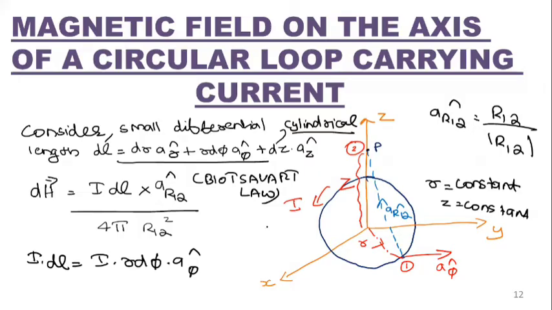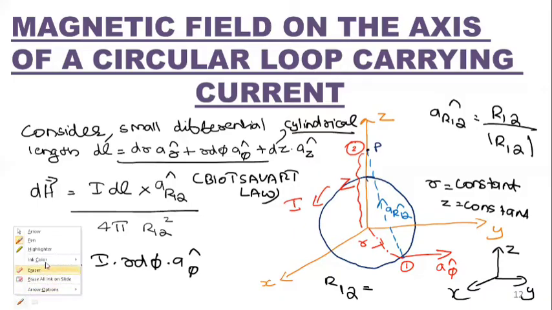So we got I dl, and now we'll write the unit vector. We need to find out what R12 is. R12 is this distance, where 1 is here and 2 is here. I'll write it here itself so that you can see the figure also. Actually another figure is required, so I'll just draw here. You have X, Y, Z, and this same setup we will recreate here.